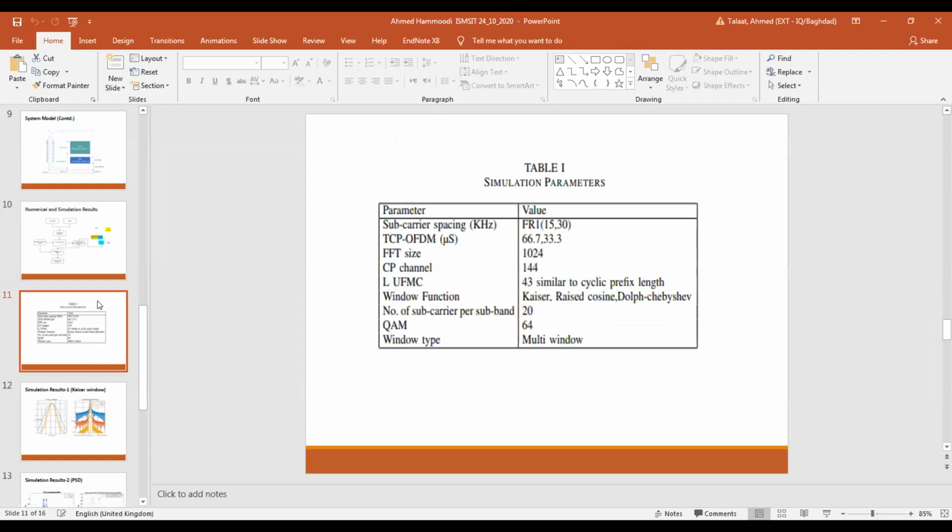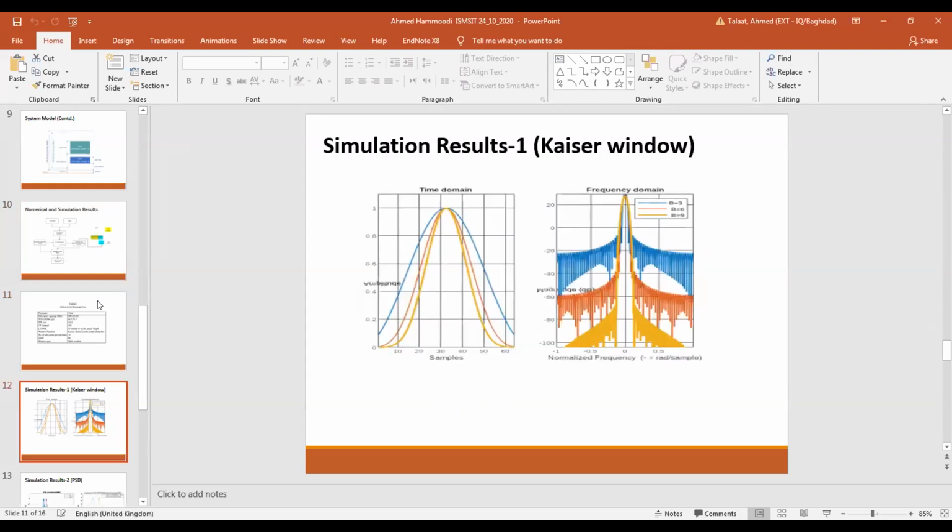These are the main simulation parameters. They are using FR1, meaning 15 and 30 kilohertz as the subcarrier spacing for the universal filtered multi-carrier. I will use a multi-window like the Kaiser window to reduce the out-of-band emission. The simulation result shows the Kaiser window is controlled by the beta parameter, as well as using the Hankel function, to reduce the out-of-band emission.